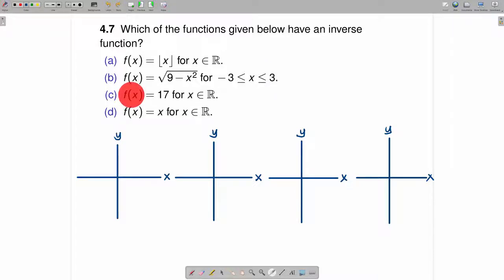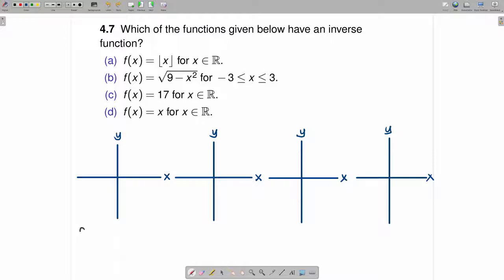Third one is a constant function, f of x equals 17 for all real x's. And finally, f of x equals x for x an element of R. Well, as you can see below, we're going to do this graphically. All 4 of these are functions, so they all pass the vertical line test. The question is, do they pass the horizontal line test? And if they do, then they have inverses.